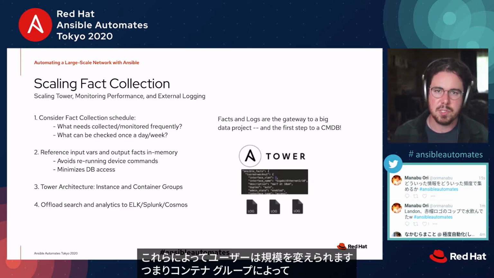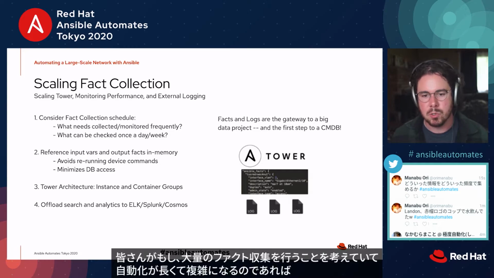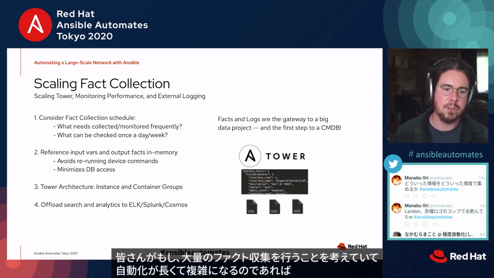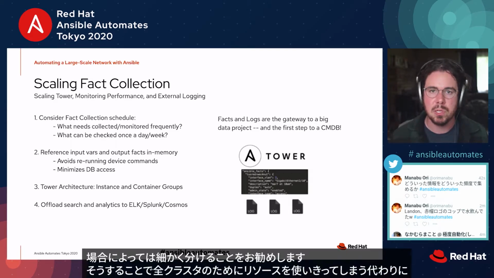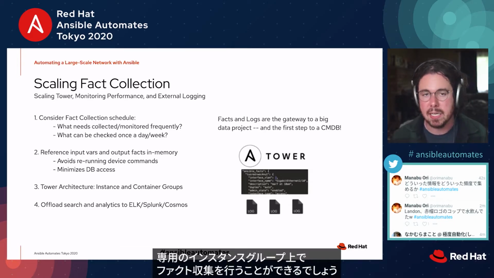Container groups will allow you to scale up and down very quickly and easily. So if you were looking at doing a high volume of fact collection, or if your automation is simply long and complex, I would highly suggest looking at container groups. Or I would suggest taking your instance groups and perhaps breaking those out so you could have your fact collection happening on a dedicated instance group instead of consuming all the resources for your full cluster.